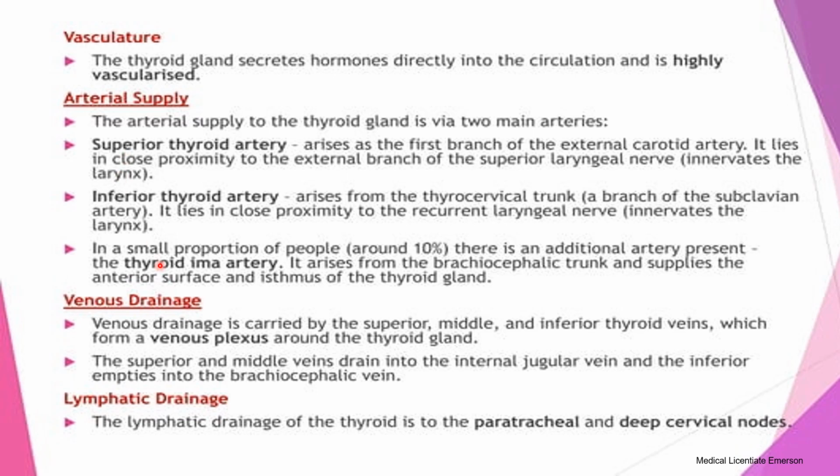That's the arterial supply. Then in terms of venous drainage, the venous drainage is carried by the superior, middle, and inferior thyroid veins, which form a venous plexus around the thyroid gland. Then the superior and the middle vein drain into the internal jugular vein, and the inferior empties into the brachiocephalic vein. And then you have the lymphatic drainage. The lymphatic drainage of the thyroid is to the paratracheal and deep cervical nodes. So this is about vasculature as well as the lymphatic drainage.